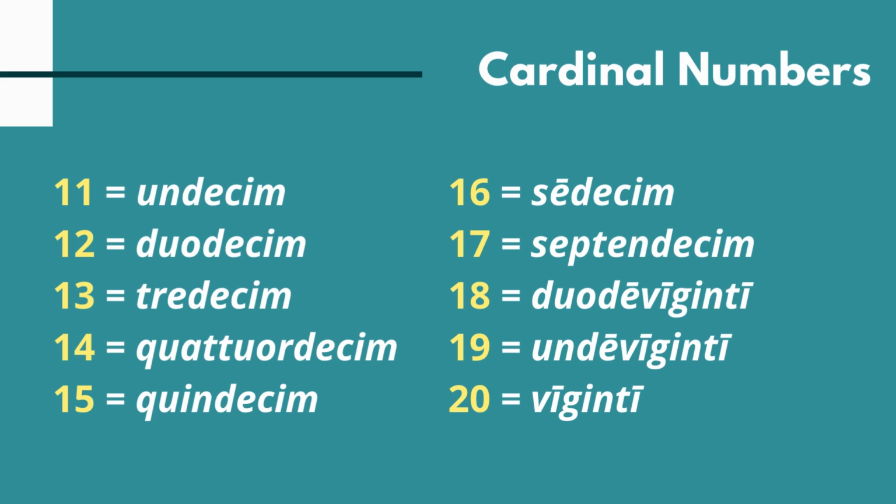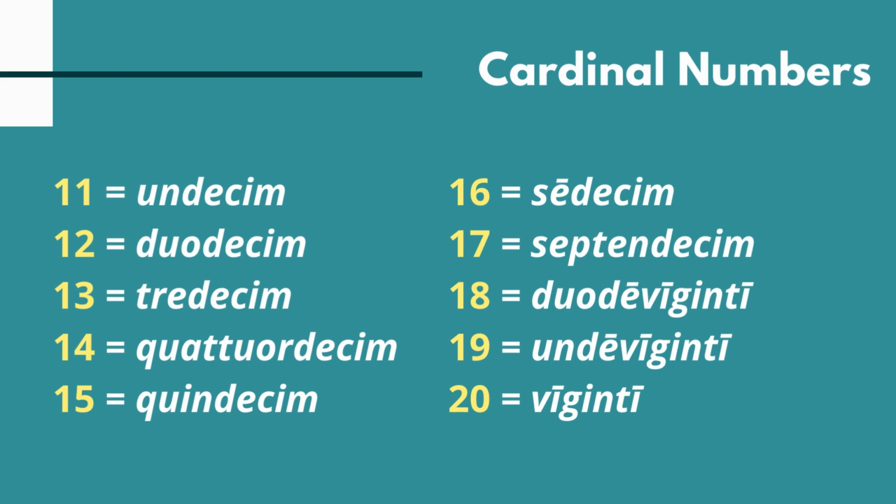So for 11 through 17, you're just adding a number to the number 10. You take what you already know, for instance the number 3, tres, add it to decim, and you have 10 plus 3, 13. Okay. When you get to 18, 19, and 20, though, something different is happening.